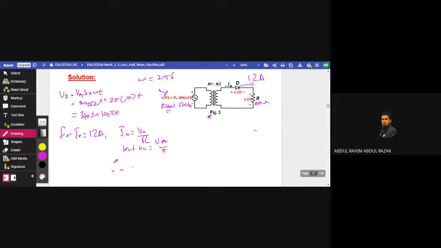So we have I out equal to Vm over pi divided by R. So the Vm that we need here, how much Vm? Equal to I out times R times pi. So 12 times 20 times pi, it will get 754 volt. So the output here is 754.